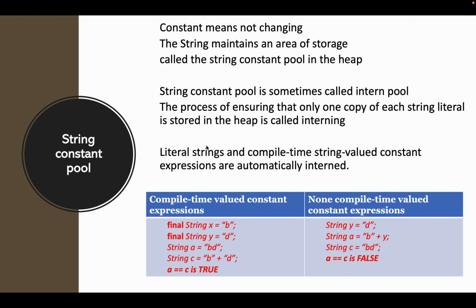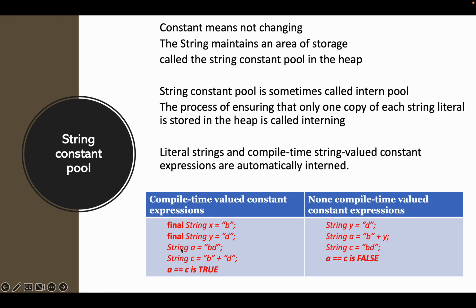The string constant pool is sometimes called the intern pool. Pooling is the process of ensuring that only one copy of each string literal is stored in the heap, and this is sometimes called interning. So literal strings and compile-time string-valued constant expressions are automatically interned. On the left we see a compile-time constant expression, and on the right we see a non-compile-time one.